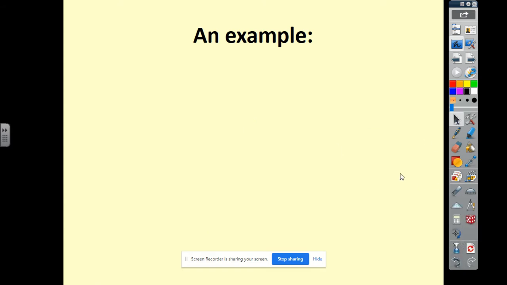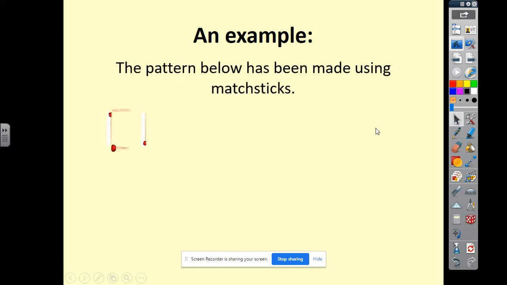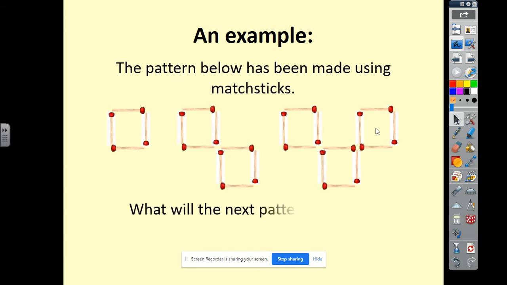So in your books or on a piece of paper, looking at this pattern here, what would the next pattern look like? So we can see here we've got 4 matchsticks and it's made up a square. On this second pattern here, we've added another 4 matchsticks. We've got another square. Now on this third pattern, we've added another square with 4 matchsticks. So what would we expect the next one to look like?